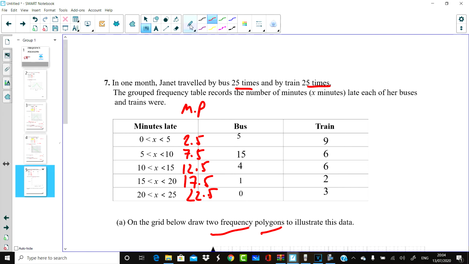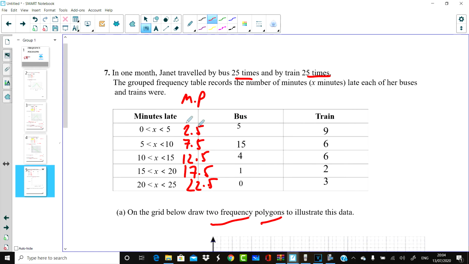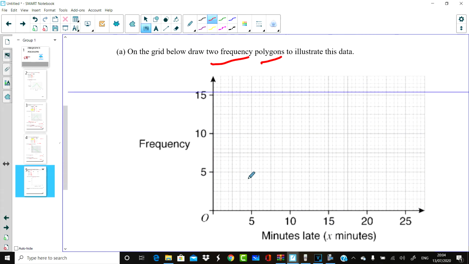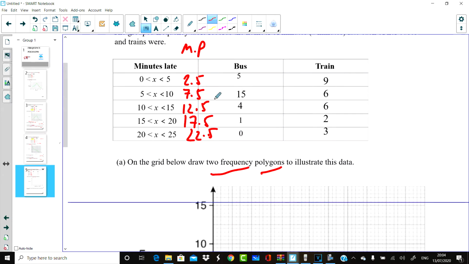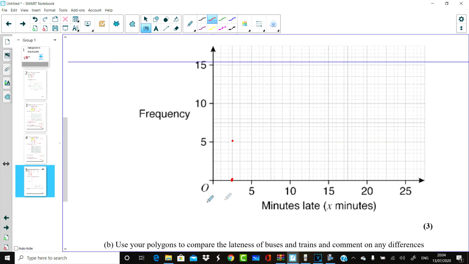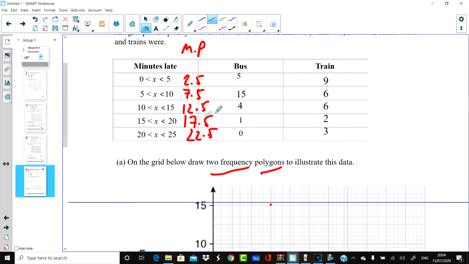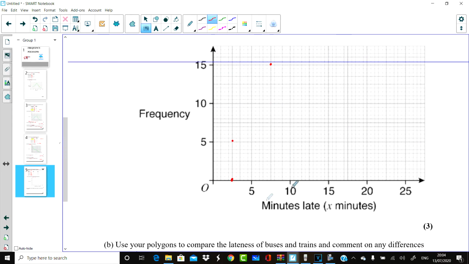So the bus one, if I do this one first, we have 2.5 against 5. So that's 2.5 there, and then 5 is over here. So that's the first one. Then we have 7.5 against 15. So 7.5 and then 15 is all the way here. Then we have 12.5 against 4.